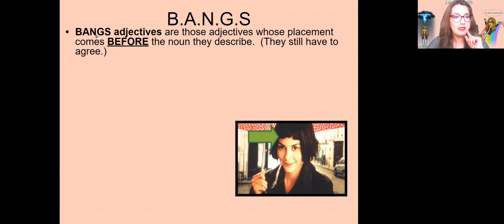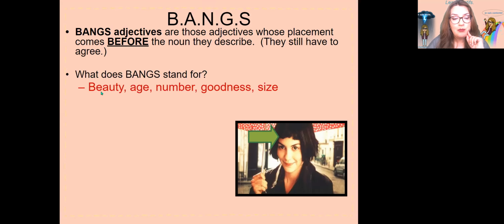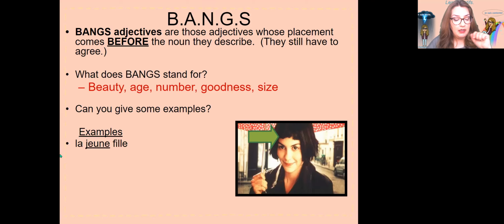Let's look at bangs. Bangs adjectives are those adjectives whose placement comes before the noun they describe. They still have to agree in gender and number, like so. What does bangs stand for? Beauty, age, number, goodness, and size. Here are some examples. La jeune fille is related to beauty, n'est-ce pas? So jeune is placed before fille, not after it.